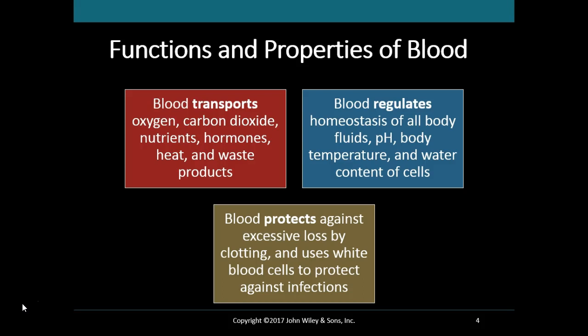There are several types of blood proteins, which include antibodies that are a part of the immune system, interferons that interfere with DNA of viral and bacterial replication, and complement proteins that all help to protect the body against disease as a part of that immune system. So blood transports, regulates, and protects.